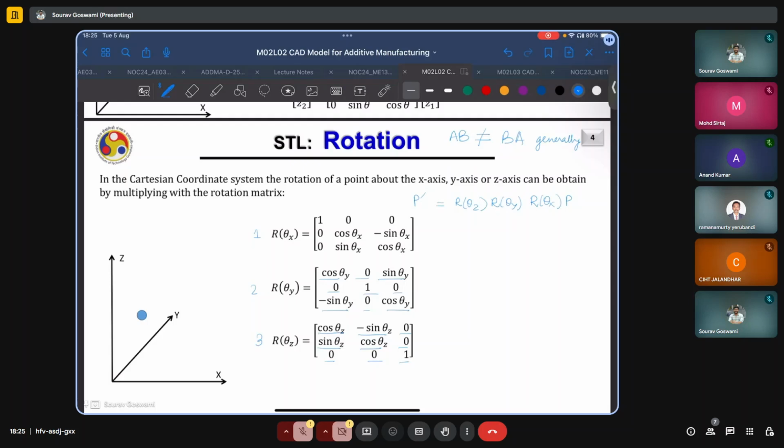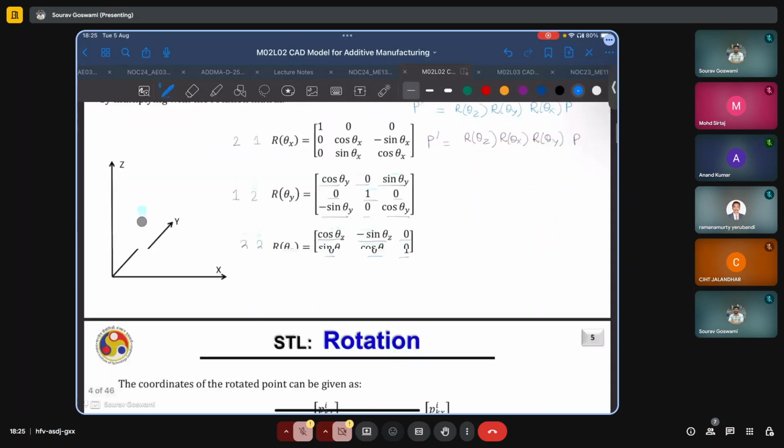Say as another example, if I first rotate about the y-axis, then about the x-axis, and finally about the z-axis, my new point in this case will be some product of the initial point. So now I'll multiply by R theta y, then R theta x, and R theta z. So it is important to keep the order in mind.